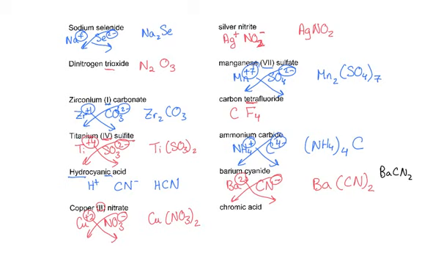Okay, last one, chromic acid. That's an acid. So we have H+. -ic acid means that it started with -ate, so chromate is CrO4 2-, so switch and reduce, so H2CrO4.